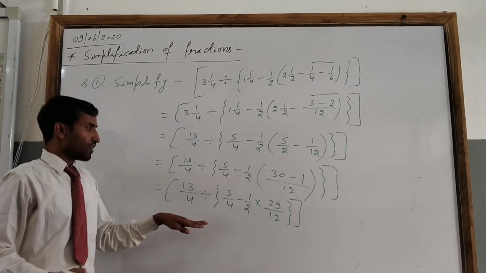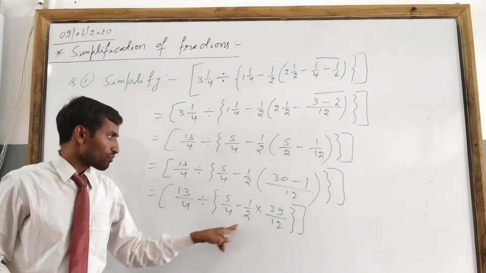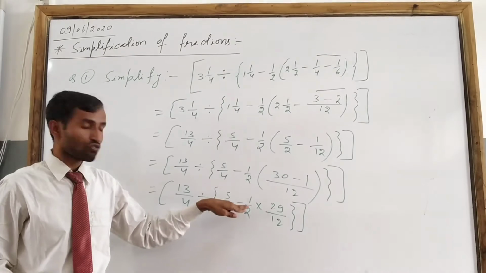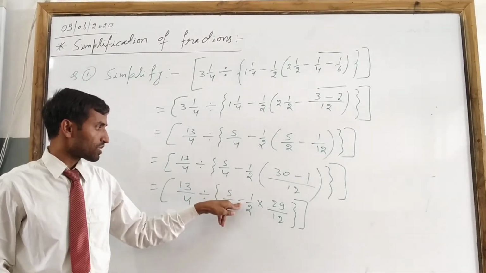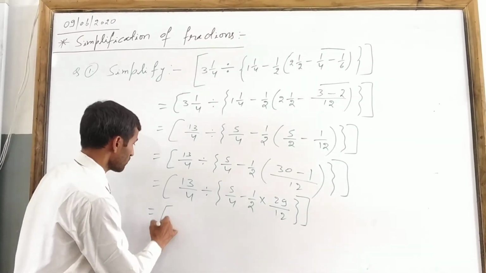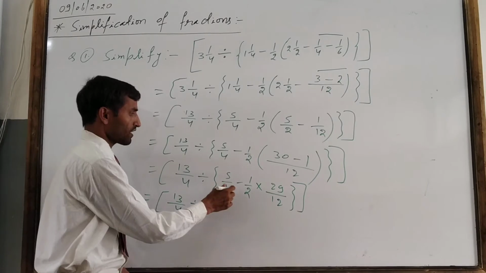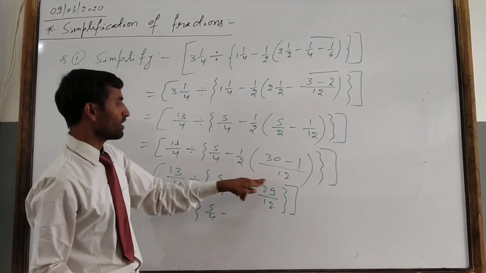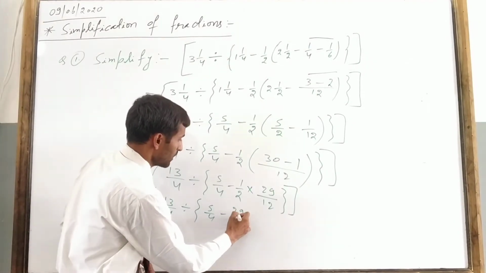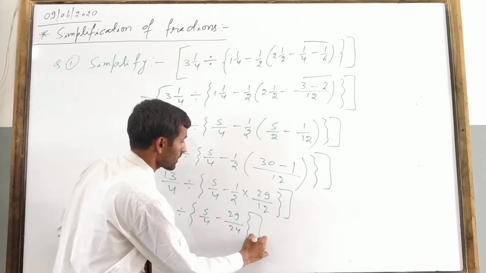Next step, we have to solve under the curly bracket. Before that, in the curly bracket also we have to follow the priority order. First we do multiplication, then we will do subtraction. So write the big bracket as it is: 13 upon 4 divide curly bracket, in the curly bracket 5 upon 4 as it is will come. Now multiply here 1 into 29, 29 will come, and 2 into 12, 24 will come. Now close the curly bracket and big bracket.